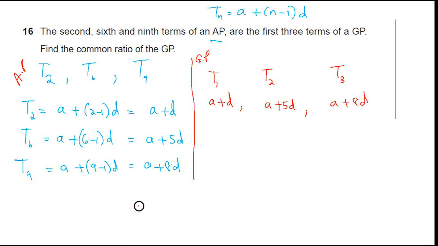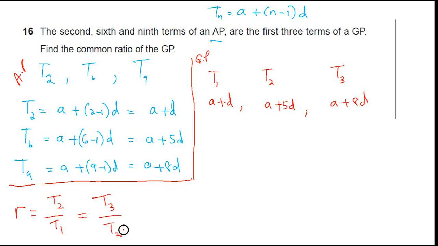Now, you know how to find common ratio. Common ratio, you either take the second term, divide by the first term, and it should equal the third term over the second term. So I'm going to use that same logic here, and I'll say my R is going to be my second term, which is A plus 5D, over my first term, which is A plus D. It should equal my third term, which is A plus 8D over A plus 5D. Are we together? Put brackets because you need to cross multiply.